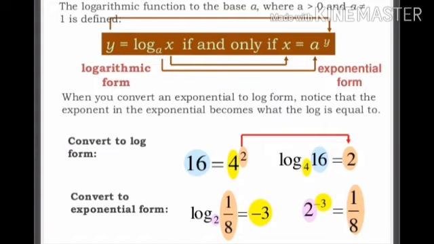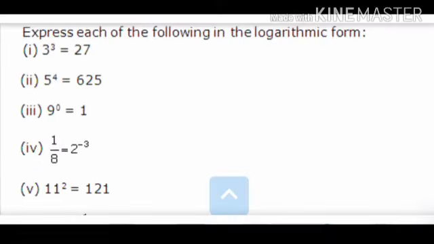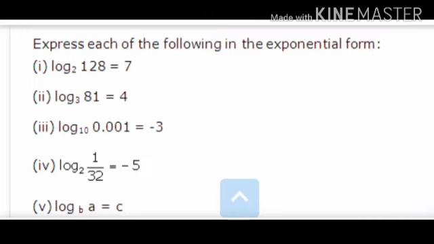Convert into logarithmic form. 16 is equal to 4 square. That implies log 16 base 4 is equal to 2. Convert into exponential form. Log 1 by 8 base 2 is equal to minus 3. It is converted into exponential form: 2 power minus 3 is equal to 1 by 8. Practice conversion for you.